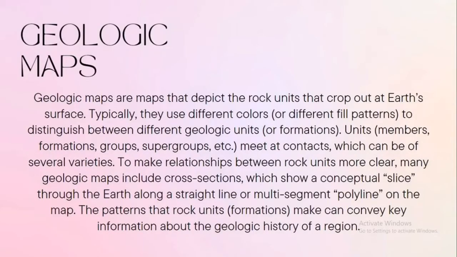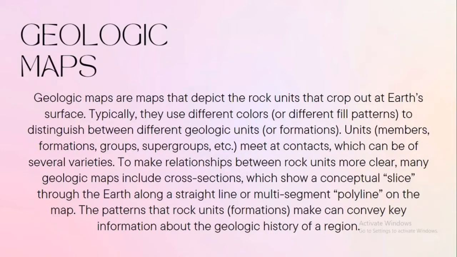Geologic maps. Geologic maps are maps that depict the rock units that crop out at Earth's surface. Typically, they use different colors or different fill patterns to distinguish between different geologic units or formations. Units, members, formations, groups, supergroups, etc. meet at contacts, which can be of several varieties. To make relationships between rock units clearer, many geologic maps include cross-sections, which show a conceptual slice through the Earth along a straight line or multi-segment polyline on the map.